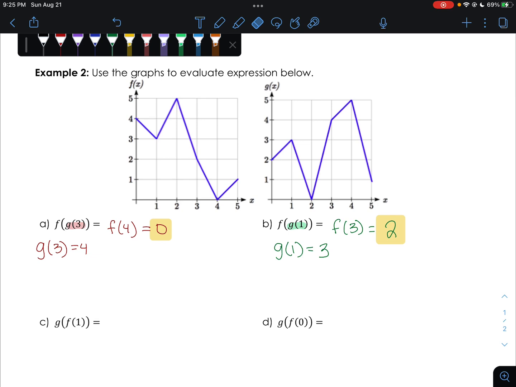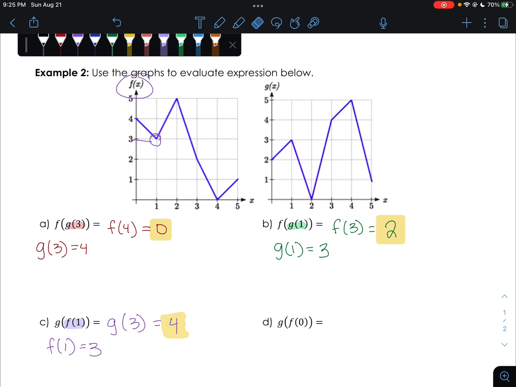If you want to pause the video and try C and D on your own and then restart the video to check your work, go ahead and do so now. So this one, we want to find g of f of 1. You start from the inside, which means we want to find f of 1. I need to make sure that I use the f graph. F of 1 goes to 3. Then I substitute that in and find g of 3. So g of 3 goes up here to 4. So my final answer for this one is 4.